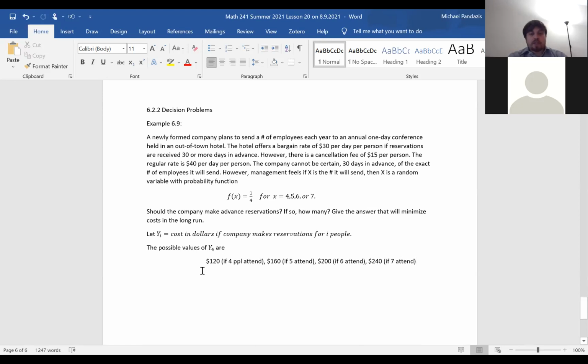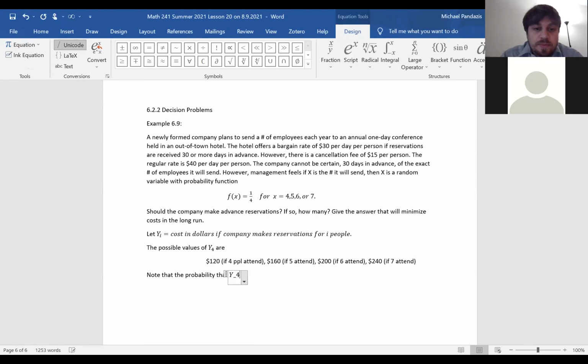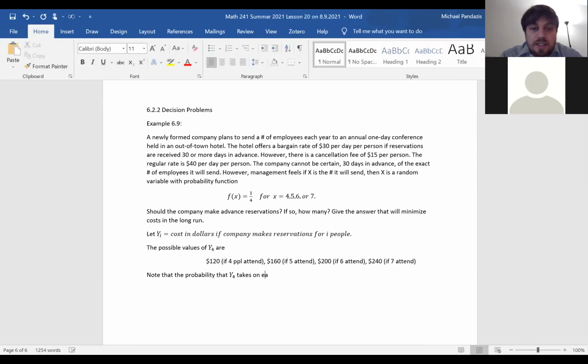Keep in mind the probability of each of those values is 1/4, because the probability of each number of people attending is 1/4. Note that the probability that y sub 4 takes on each of these 4 values is 1/4. So assuming that the company pays for 4 reservations in advance, they would have to pay either $120, $160, $200, or $240 in total in the end. And the probability of each of those values is 1/4.